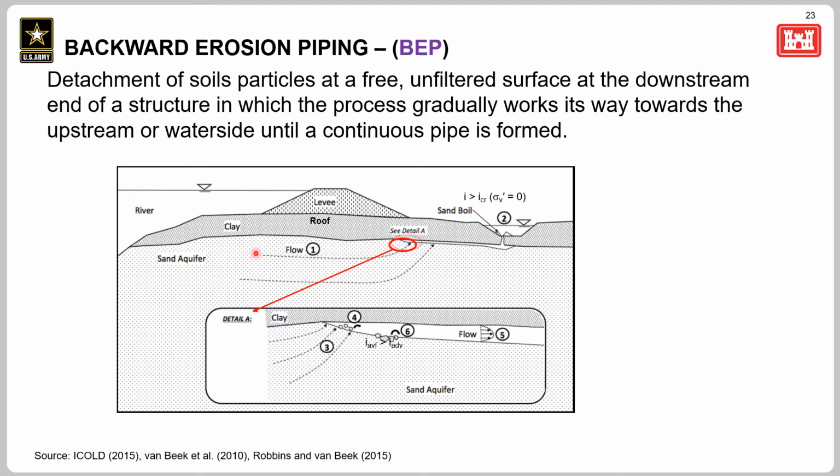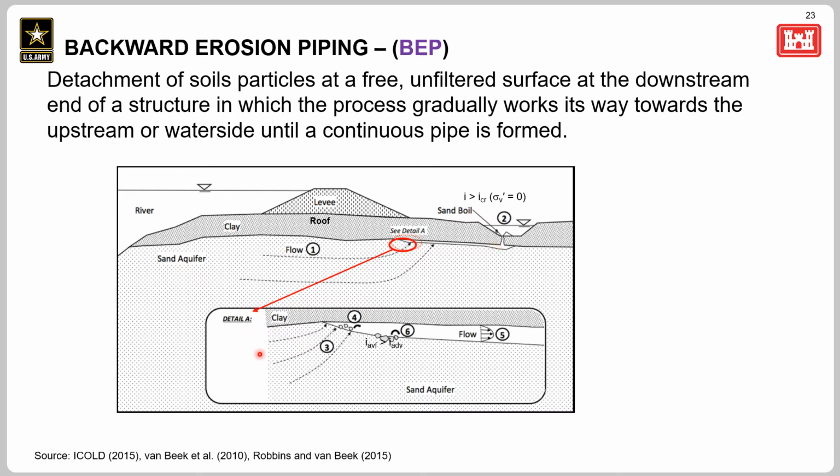First, we have flow in a sandy material below a more cohesive clay layer, shown at point 1. At a thin area in the cohesive roof-holding material, point 2, the flow exits without a filtered exit, forms a sand boil where the low cohesive sand exits under a zero effective stress condition.